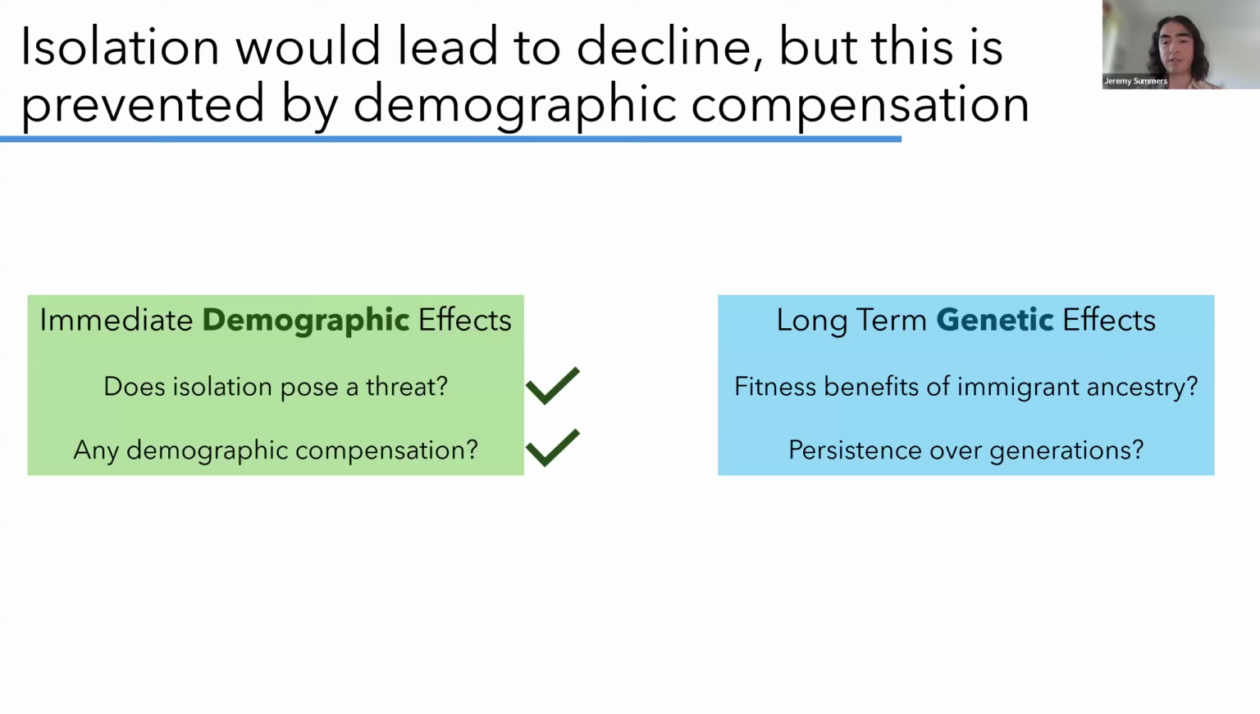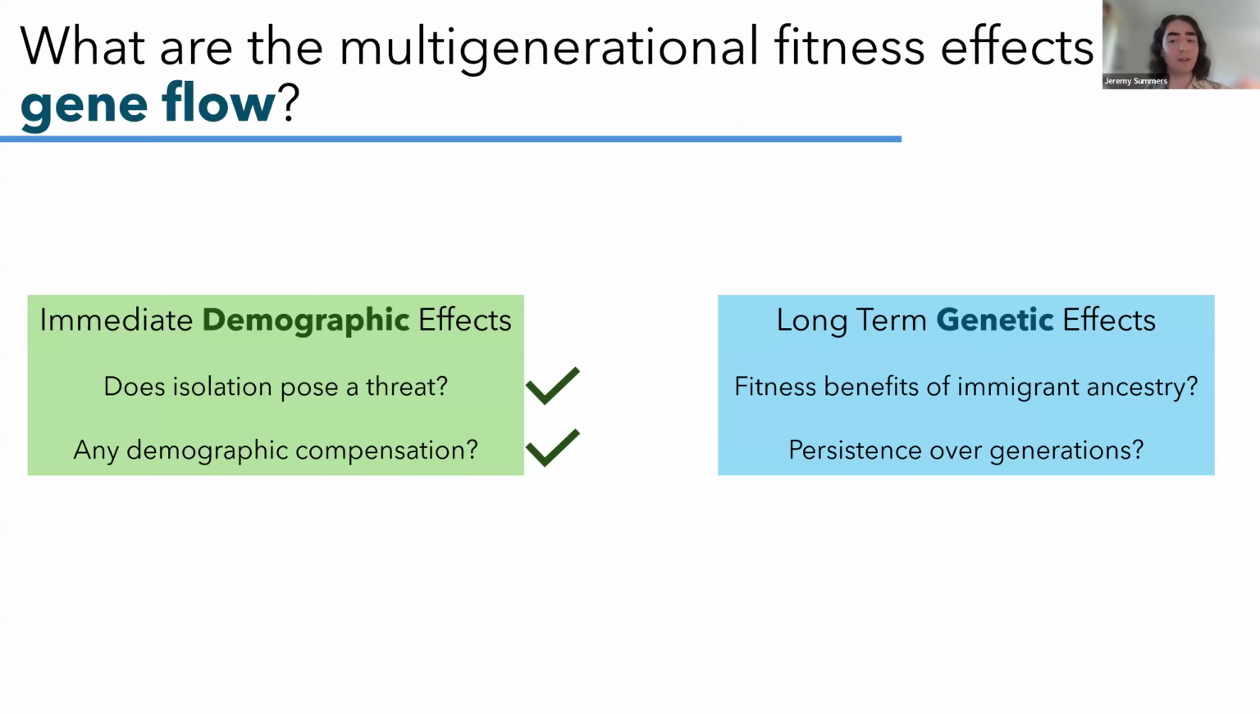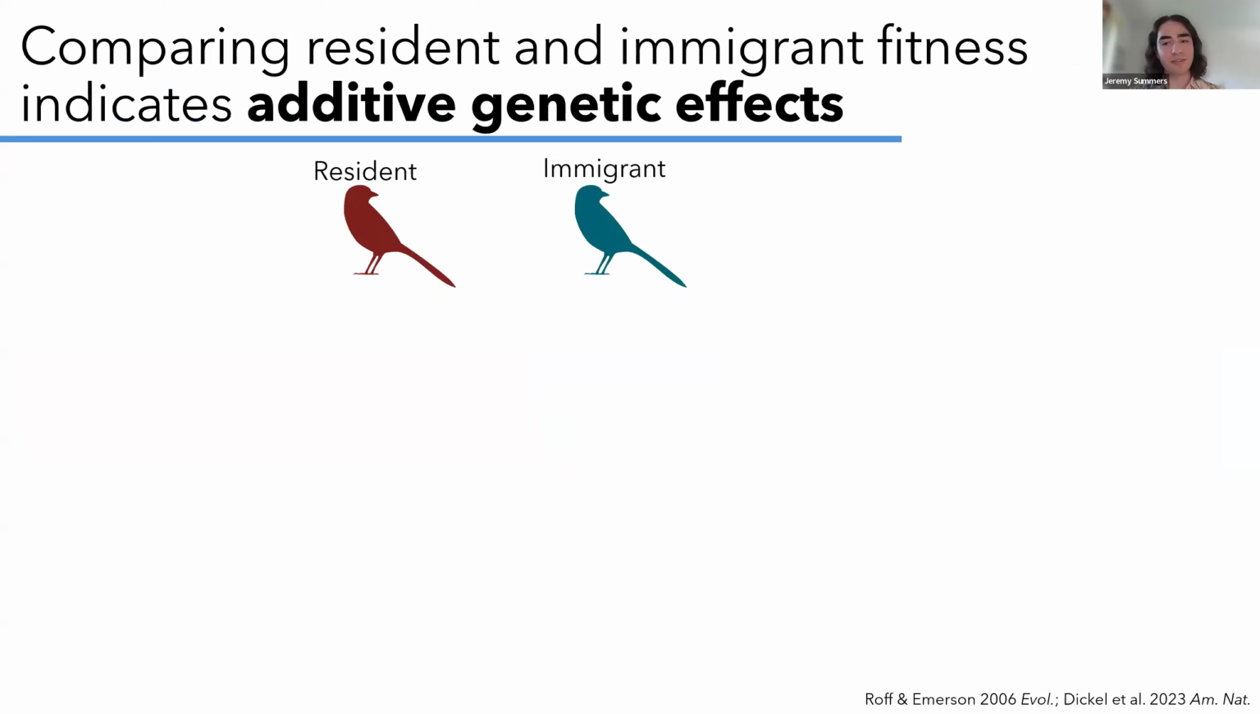Looking back at our initial questions, we did find evidence that isolation poses a threat, but compensation by breeder survival prevented decline. These results paint the population as shifting from a sink that relies on immigration to a more independent but isolated population. However, immigrants and residents are not identical, so we need to consider the long-term fitness effects of gene flow as well. The first step to do this is to compare the fitness of residents and immigrants, which reveals the additive genetic effects of immigrant ancestry.